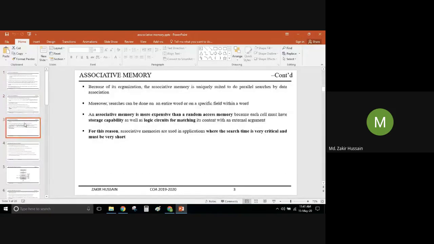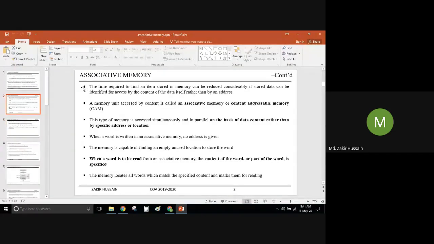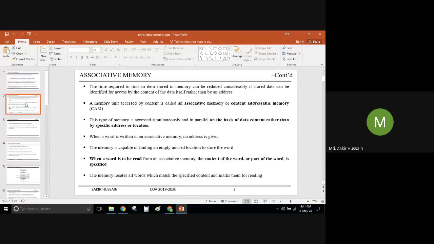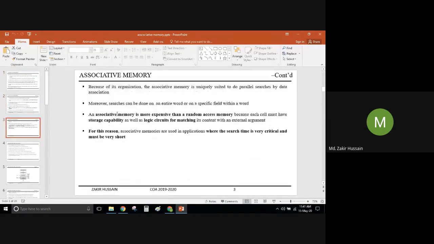1, 2, 3. That's it. If you write that much briefly about the associative point wise, see the points here, 1, 2, 3, 4. Every bullet here, this is called a bullet, so every bullet is a point. So if you write this point wise, for 5 marks or 4 marks, you will get it.